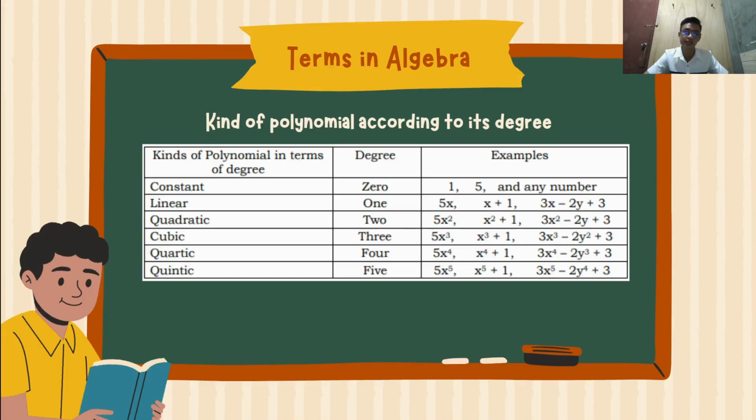Quintic has 5 degree: 5x raised to 5, x to the power of 5 plus 1, 3x raised to 5 minus 2y raised to 4 plus 3.